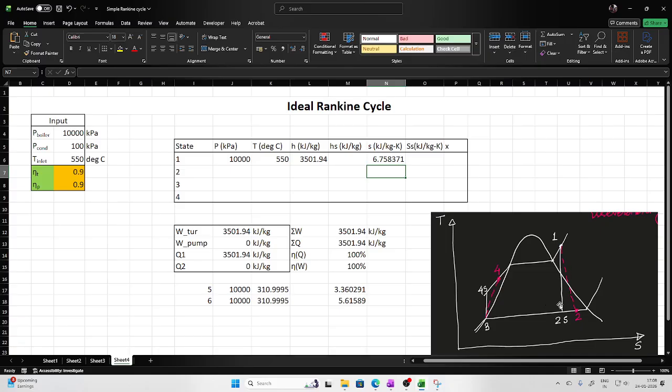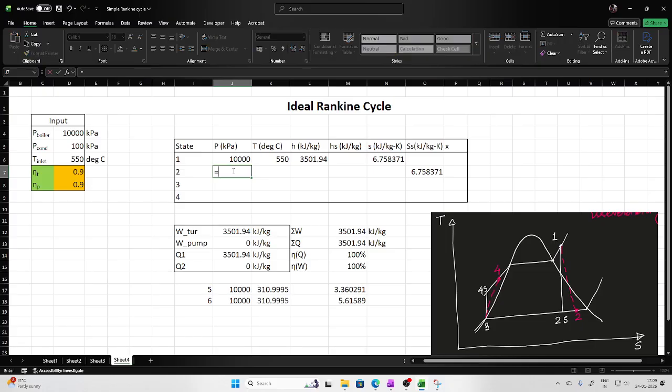Now comes 2, but we cannot move to 2 directly. Instead, we have to start from the 1 to 2s process. So the entropy after isentropic expansion will be the same as at point 1. So this entropy, SS means isentropic and this HS means again isentropic. So here the entropy will be the same as this. Once the entropy at this point is known, I can tell what the enthalpy at this point is based on the entropy as well as the pressure. So what is the pressure at this point? This is basically the condenser pressure.